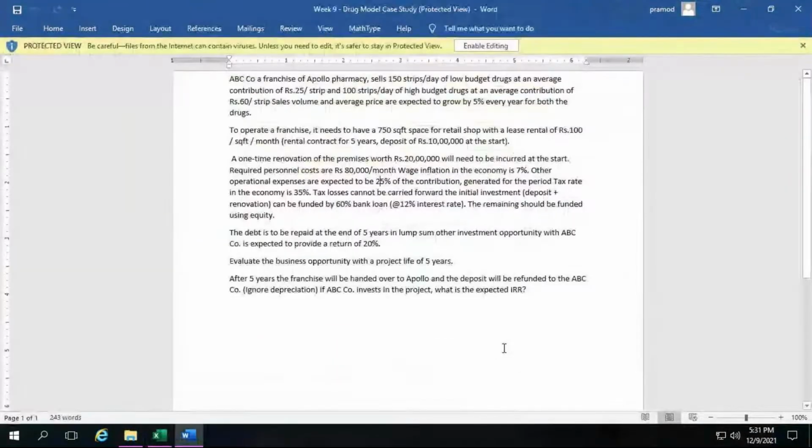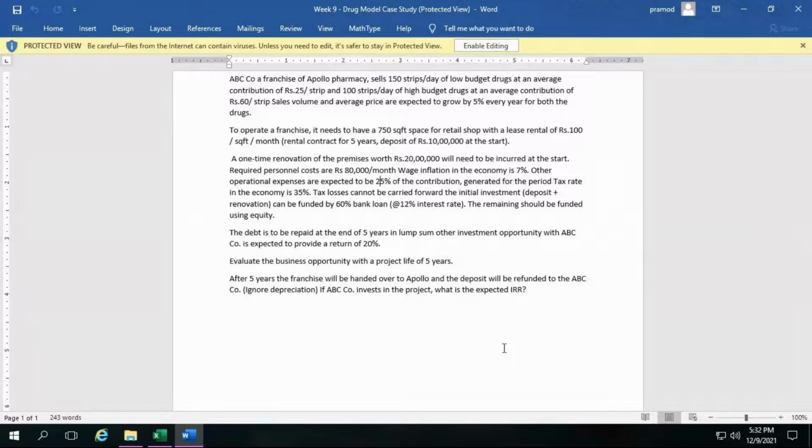Okay. So after 5 years, the franchisee will be handed over to Apollo and the deposit amount will be refunded. Ignore the depreciation, they told, so we ignored it. Evaluate the business opportunity with the project life of 5 years. The debt is repaid at the end. They have told here itself. See, the debt is to be repaid at the end of the 5 years in a lump sum. So they are returning the amount at the end of the fifth year in a lump sum amount.